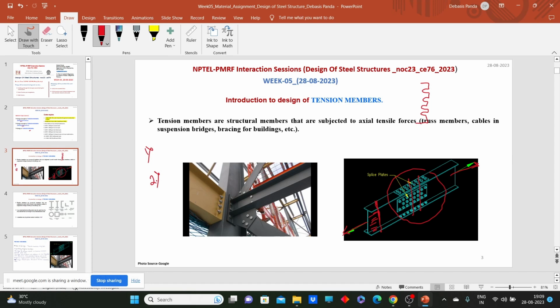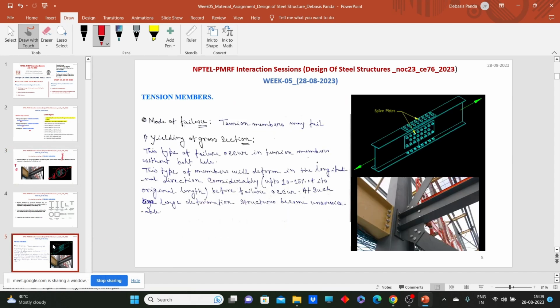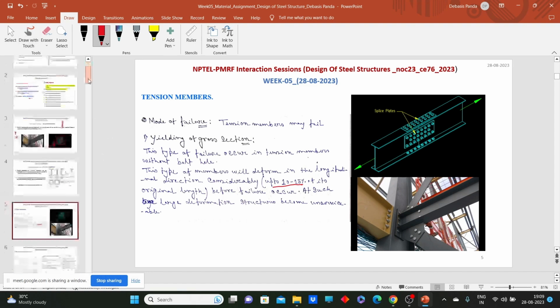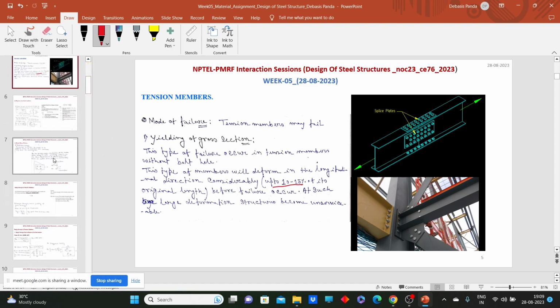Firstly, we can consider yielding as a failure when the elongation is up to 10 to 15% of its original length, then we can call it yielding failure. Second, the rupture failure. And one more phenomenon can occur in this kind of members, that is the block shear failure.